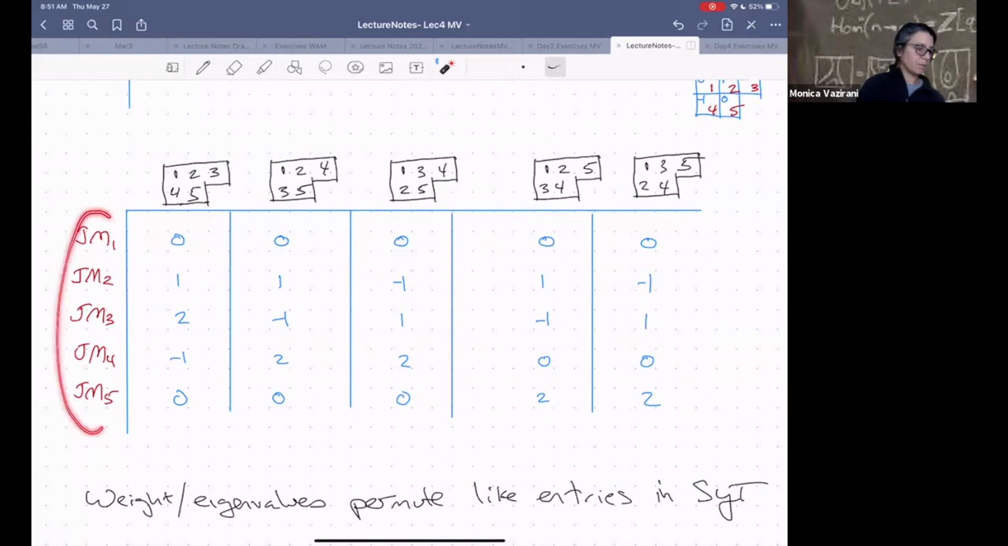But again, these guys commute with each other. But how did I know they would be diagonalizable? I mean, they'd be simultaneously diagonalizable if they're diagonalizable.